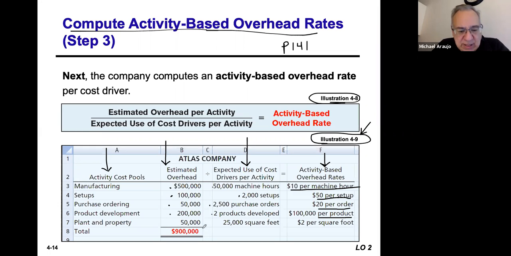The plant and equipment, they needed 25,000 square feet is the expectation. They think it's going to cost them $50,000 for that 25,000 square feet, so $2 per square foot. All right. So again, this was given to us in step 1. Then the additional information for step 2, and now step 3, you just calculated the activity-based overhead rates for each of these activities.